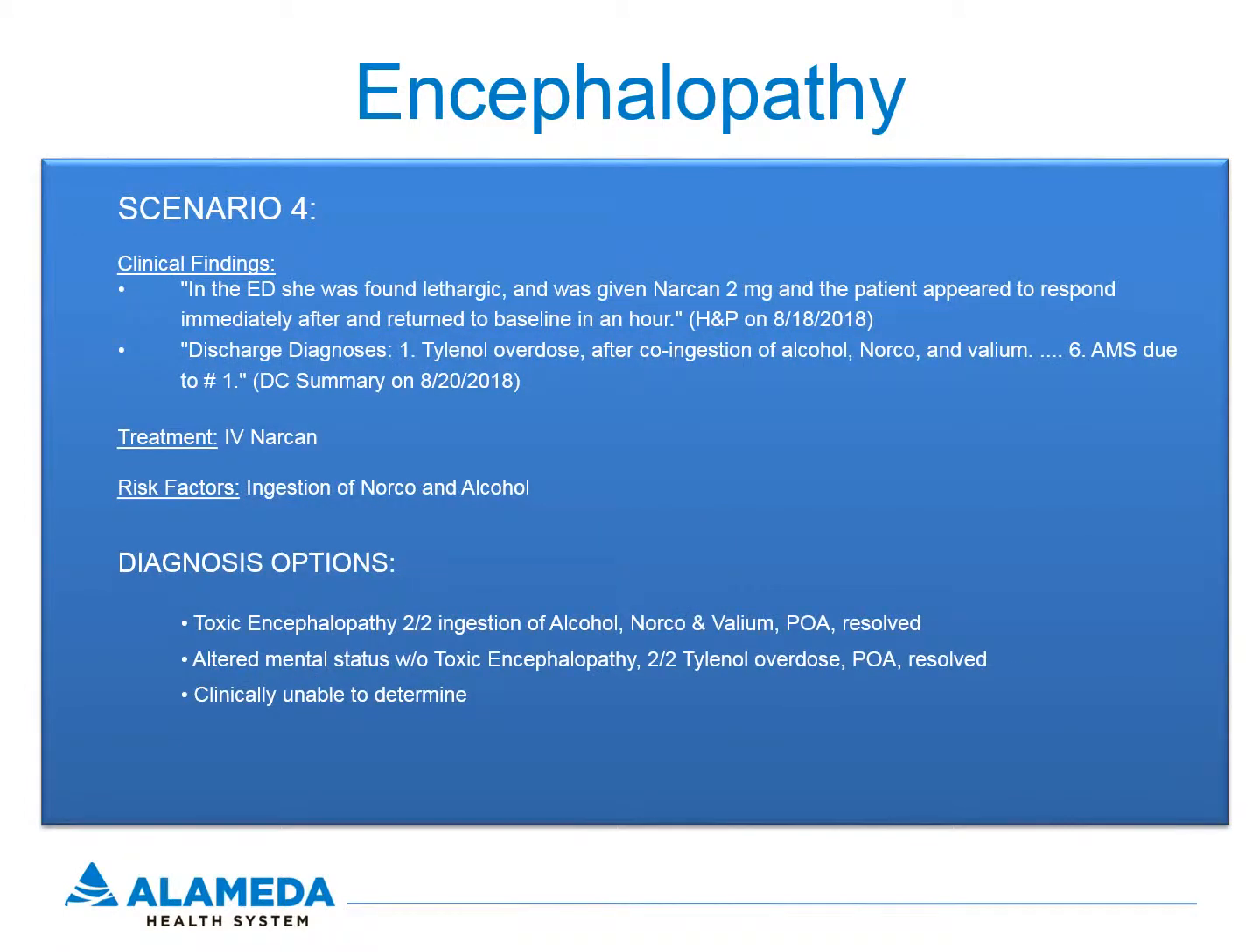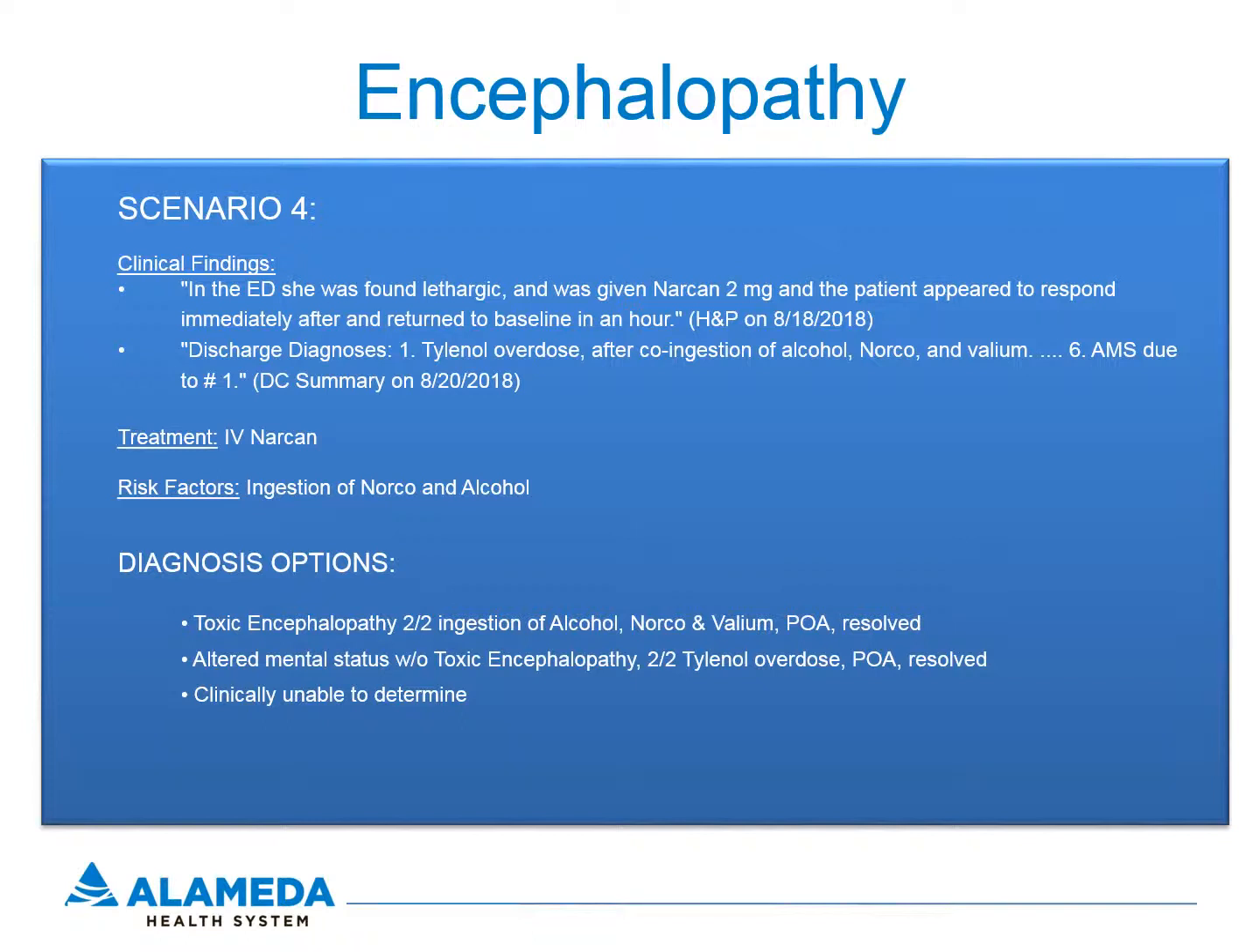Another scenario, clinical findings are the patient presented to the ED. They were found lethargic. They were given Narcan 2 milligrams, and then the patient appeared to respond immediately after being given the Narcan and returned to their baseline within an hour. That was on the H&P. The discharge diagnosis indicated there was a Tylenol overdose after co-ingestion of alcohol, Norco, and Valium. And then another diagnosis that was written in the discharge summary was altered mental status due to number 1. Again, that's all very clinically accurate, but it's not written in the form of a diagnosis that we can capture.